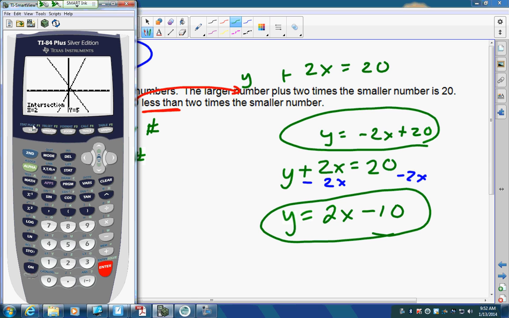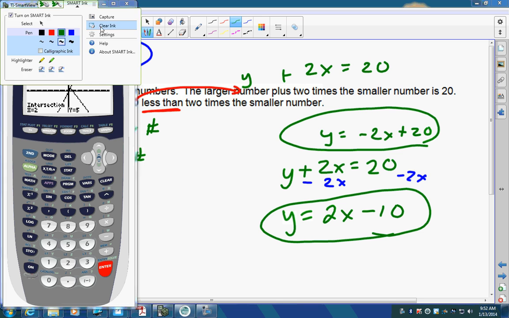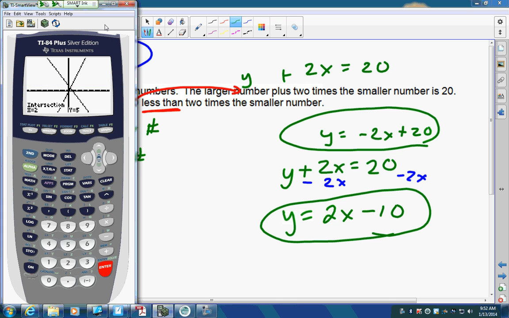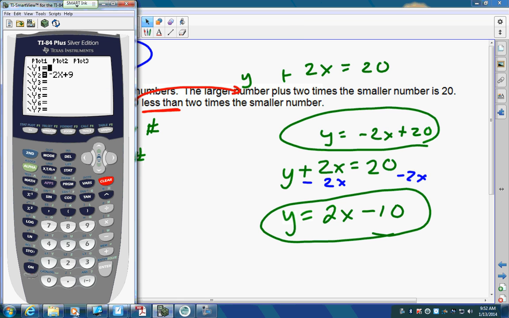I'm going to put in there, maybe, if it'll ever let me here. It's being silly. I'm going to put in there negative 2x plus 20. And in y2, I'm going to put in there 2x minus 10. You can either go second graph and look in the table. I don't see it right off the bat. Does anybody know what it is?